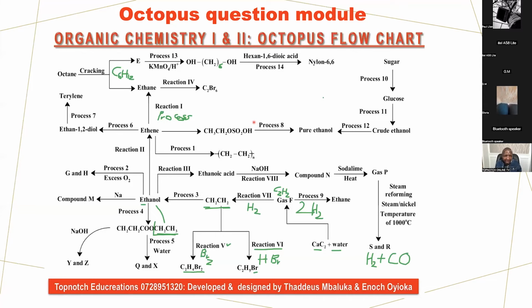Now, students, you can use one page to summarize all the chemical reactions that can be tested in organic chemistry. Are you seeing it? That's how you use the Octopus technique question model.